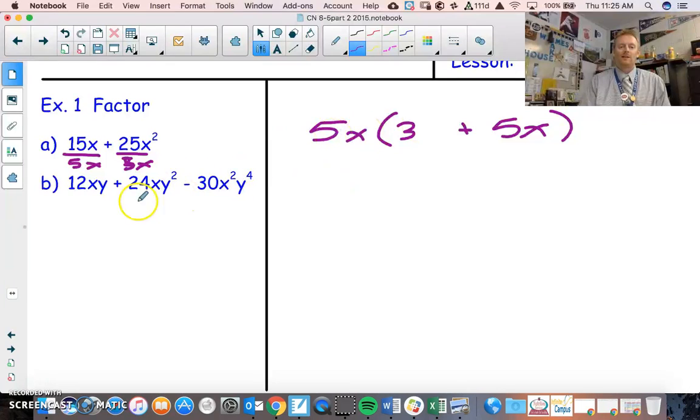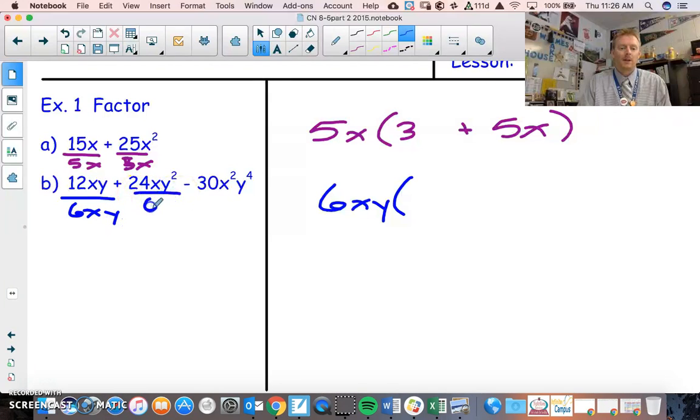So on example B, the largest number we can take out of all three of these is a 6, because 12, 24, and 30. We can take out a 6. And then the largest number of x's we can take out would be an x, just x to the first. The largest number of y's we can divide out of all three would be a y to the first. So basically we are dividing by this GCF of 6xy and writing down what is left over.